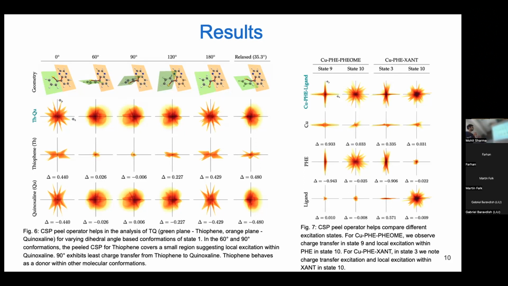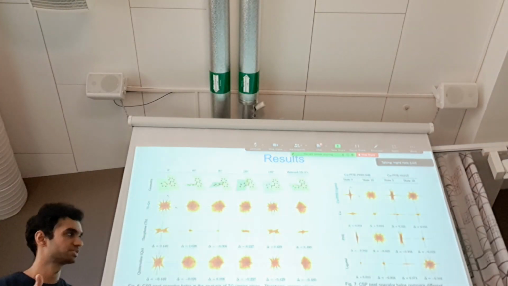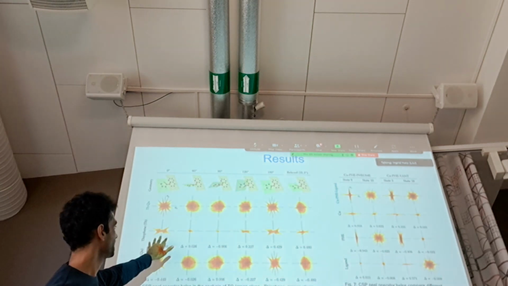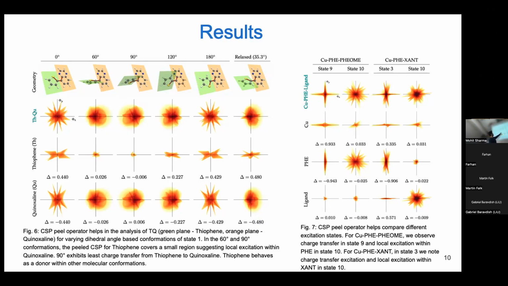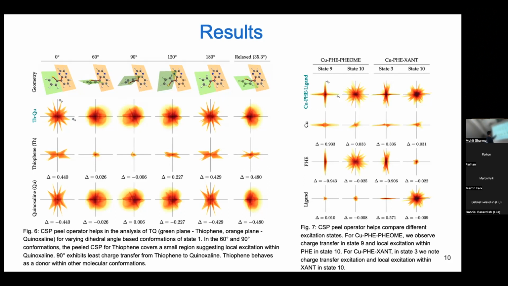As we increase the angle, the amount of charge being donated from thiophene to quinoxaline keeps on decreasing. Here it was high, at 60 it decreased, at 90 it was minimum, then at 120 it started increasing again, and at 180 it became similar to 0 degree. That is one relaxed geometry in the end. Here we don't constrain any specific angle on the molecule, we just observe how it behaves in a relaxed state. These quantities give me the measure of how much charge is donated and how much charge is gained.